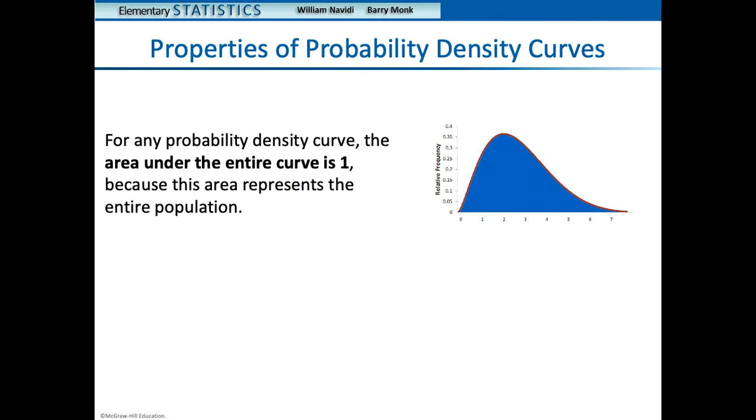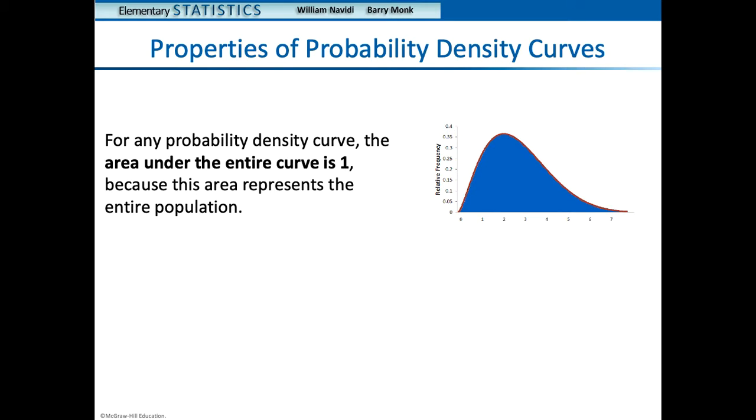Now, other properties of density curves. For any probability density curve, the total area under the curve is equal to 1. And this is just because the area represents the entire population, right? If we randomly select a value from a population, right, the probability of getting a number from that population is equal to 1, right? Where that's guaranteed to happen.